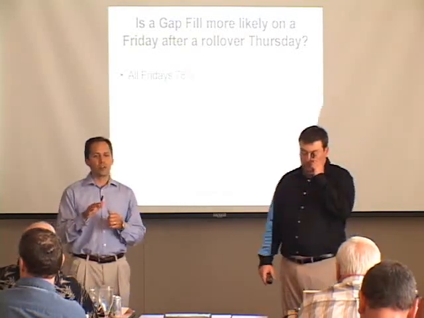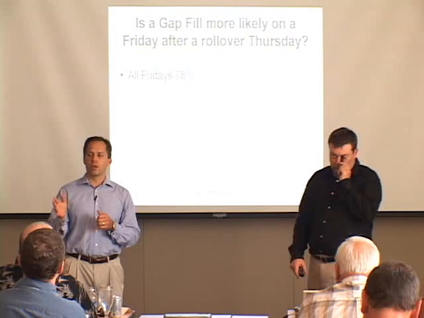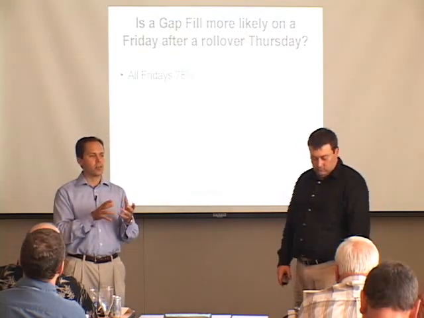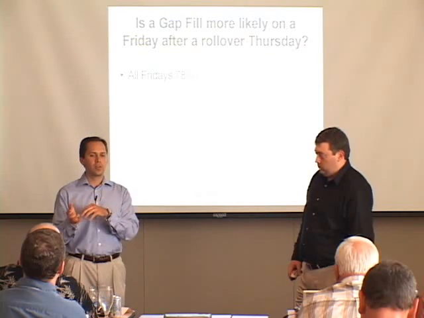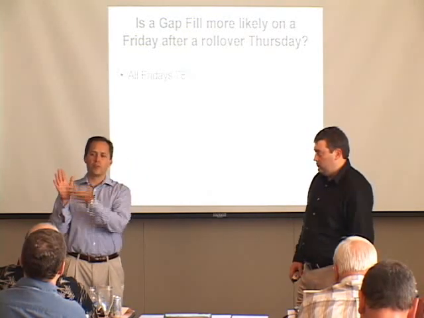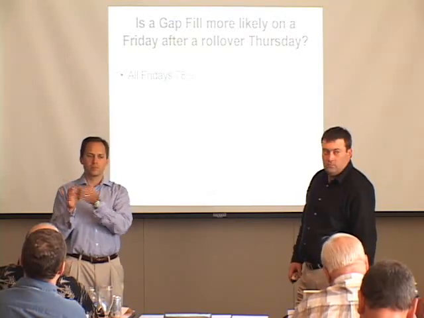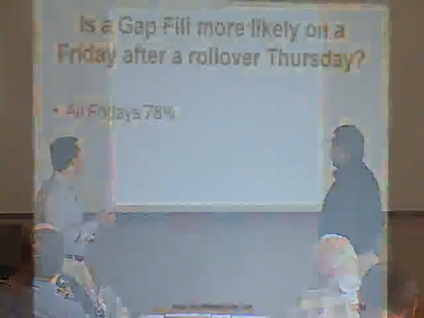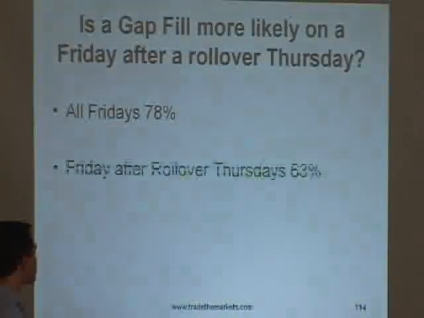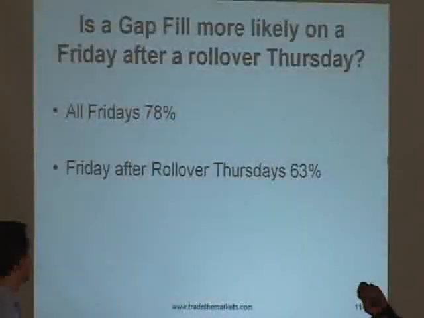But if you are trading futures actively, you want to be aware of when the rollover day is. All it means is that all the volume goes from the current contract into the new one. If you're confused, put up the current month and the next month, and you'll see all the volume in the next month. Yeah, it makes it easy. Is a gap fill more likely on a Friday after a rollover Thursday? All Fridays are 78%. It drops to 63. Just stay away from it.